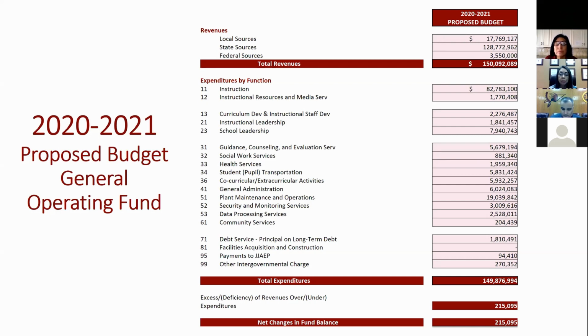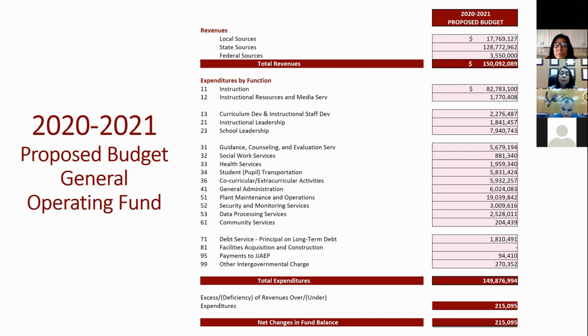And then by function, our major function is function 11, which is instruction, and that is almost $83 million. Function 12, instructional resources and media services at $1.7 million. Function 13, curriculum development and instructional staff development at $2.3 million. Function 21, instructional leadership at $1.8 million. Function 23, school leadership, almost $8 million. Function 31, guidance, counseling, and evaluation services at $5,679,000. Function 32, social work services, $881,000.